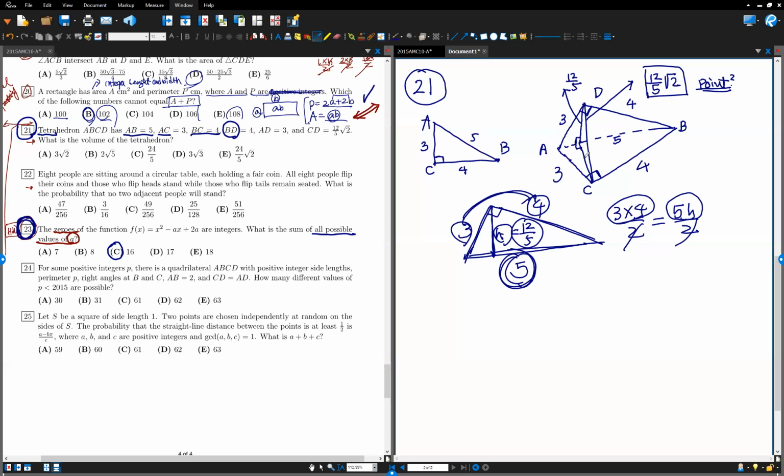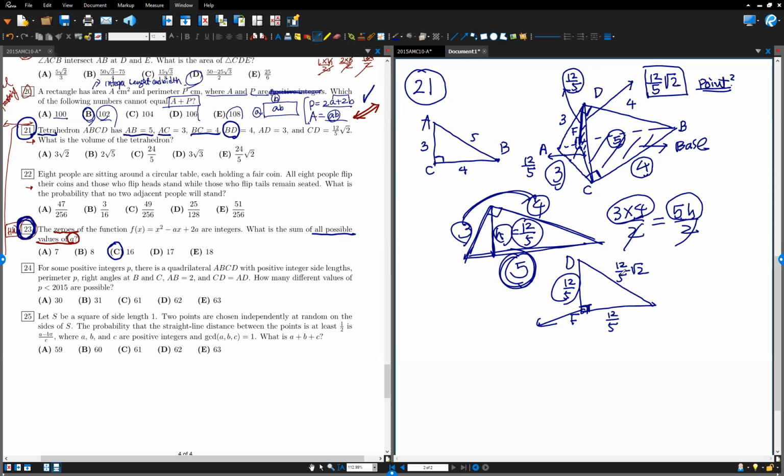This is the key point. If we don't know this, it's very hard to find the answer. It is perpendicular to the base, which is a plane. So this is a triangular cone, and now we have the base and the height. This is the height. What is the area of this base? 3 times 4 divided by 2, or 5 times 12 over 5 divided by 2, the same thing. The base area is 6.